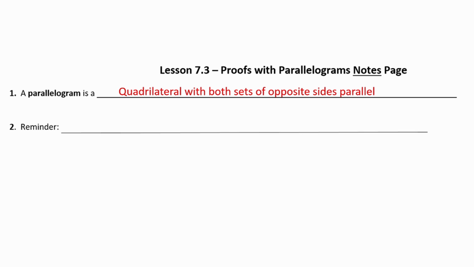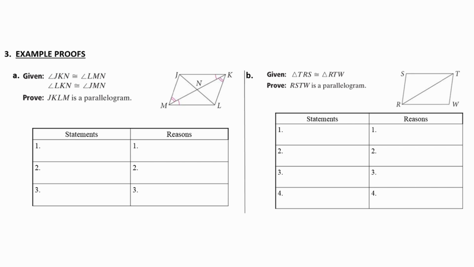A parallelogram is a quadrilateral with both sets of opposite sides that are parallel. And then a reminder, the angles of a quadrilateral will always add up to 360 degrees. Let's go ahead and dive right in. We're going to look at a few example proofs today, showing some of the different theorems that we have.